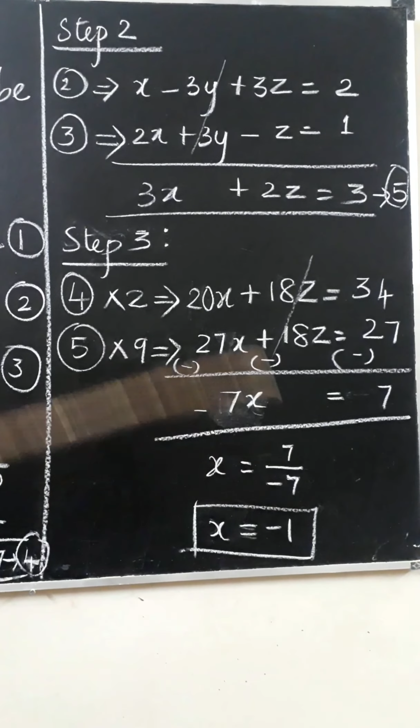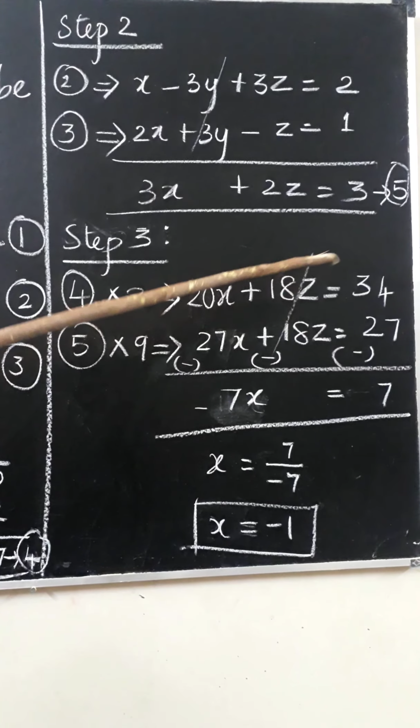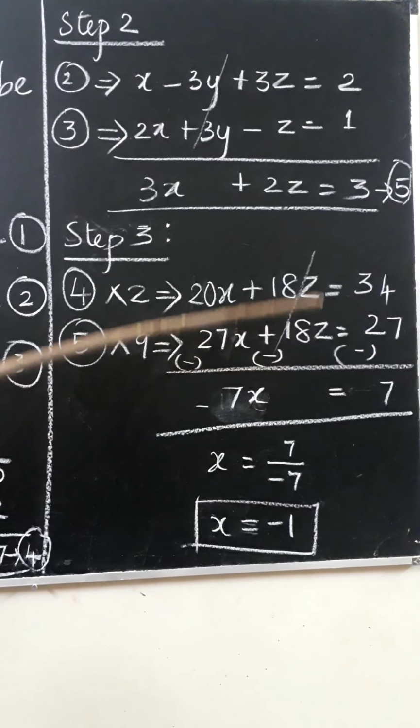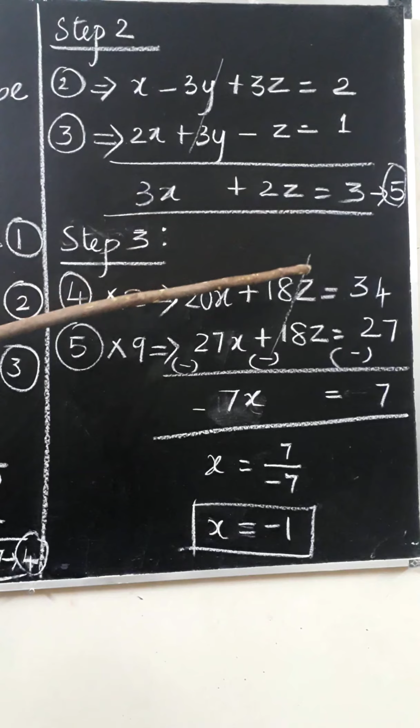The step 3 we have to eliminate fourth and fifth equation. And I have decided to eliminate z, but the coefficients of x and z both are different. So I have decided to eliminate z. Coefficient of z in the fifth equation is 2. Fourth equation is 9.